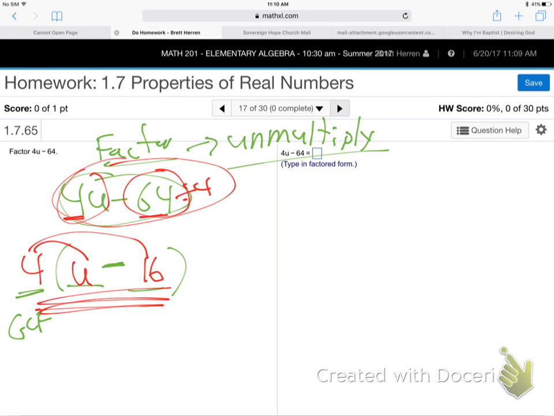Questions on that? That good? We'll do a whole chapter on factoring in a while, not very long, probably next week. So this is just a little intro.